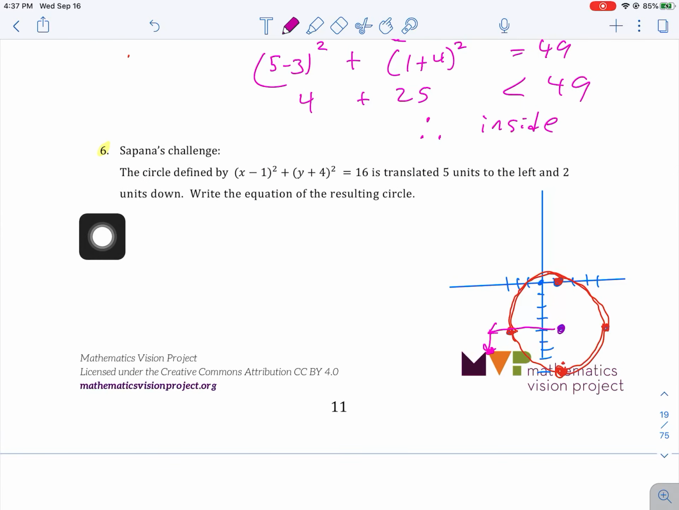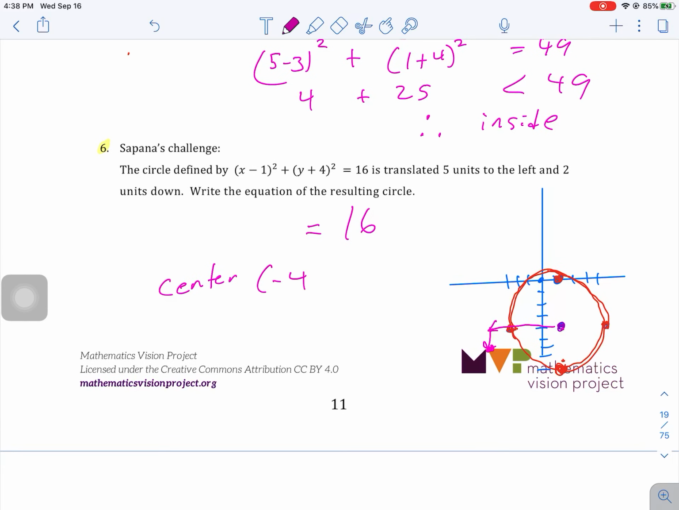Last one, given an equation, it's translated 5 units to the left, 2 units down, write the resulting equation. So the radius doesn't change because it's a translation. If we start at this point, which is 1, and we go to the left 5, it should be -4 as the x value of the center. And if it goes 2 units down and it started out at -4, it goes down to -6. So my center is now -4, -6.